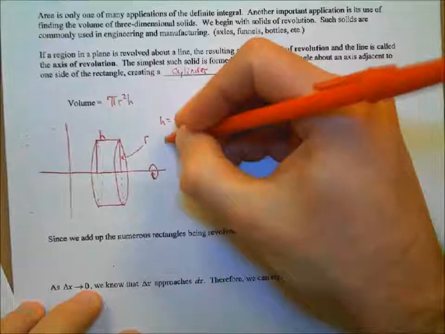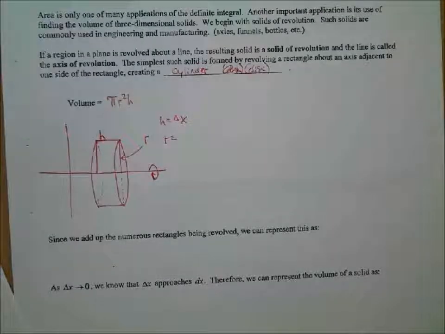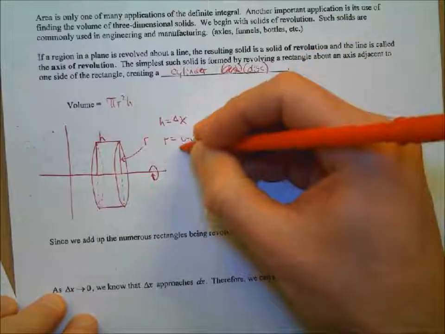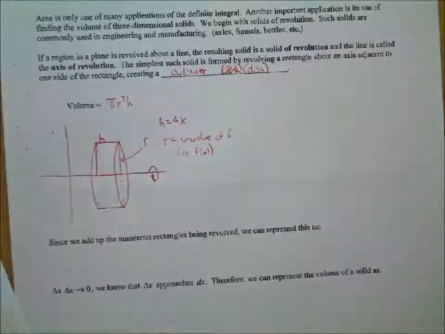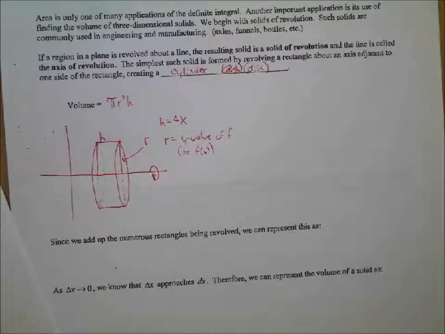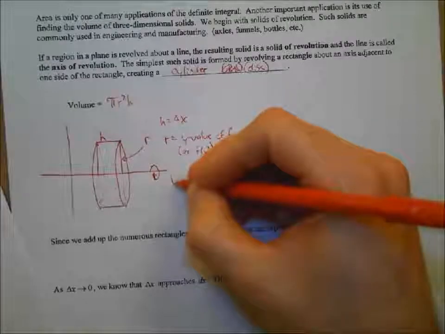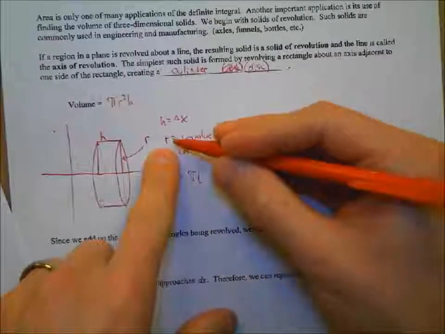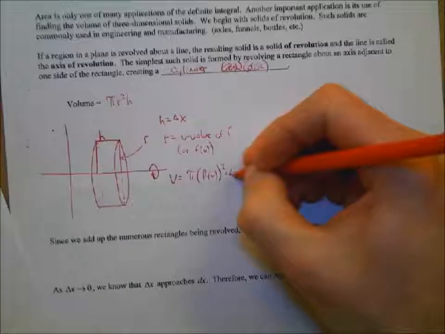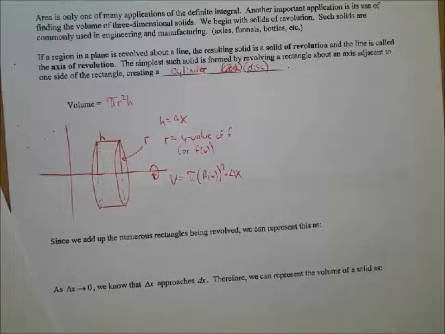The radius is going to be determined by the y value of f, or you could just think f of x. So the radius is determined by the curve, the function, how far away the edge is from the axis of revolution. And then the volume is pi times our radius, which is f of x, squared, times the height, delta x. Okay, like so.